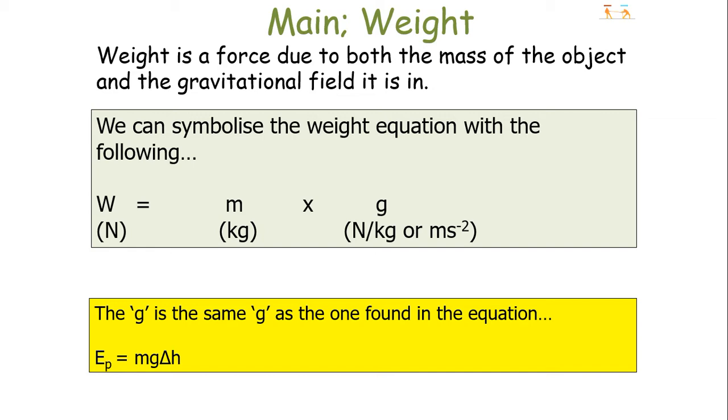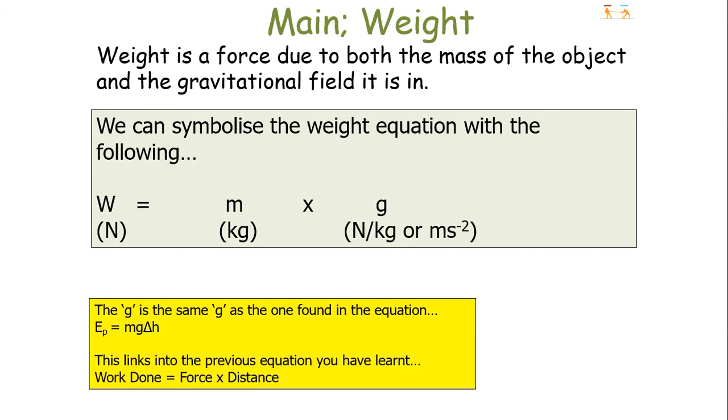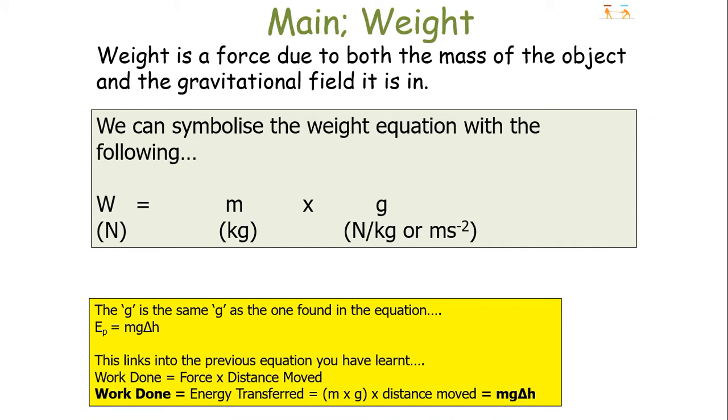Now, this g is the same g as the one found in the equation gravitational potential energy equals mgh. Now, this links because we know work done is equal to force times by distance. So work done is energy transferred. So the force is m times by g, and then times by the distance moved is mgh.